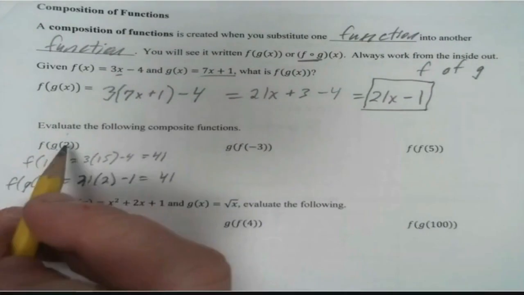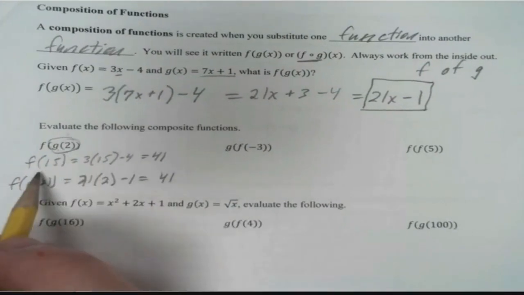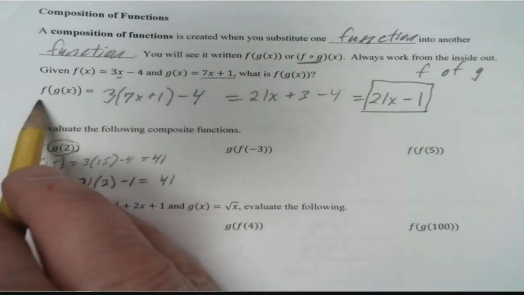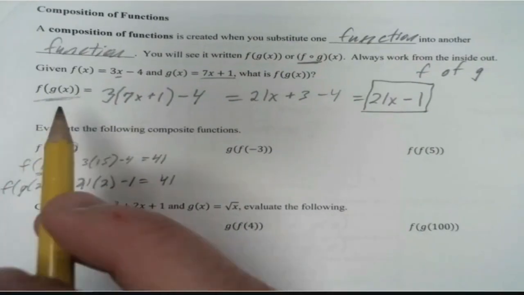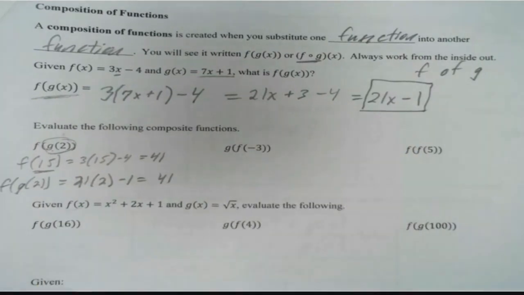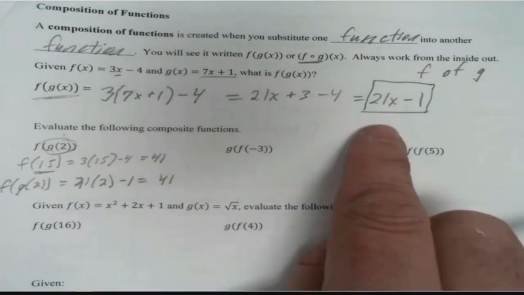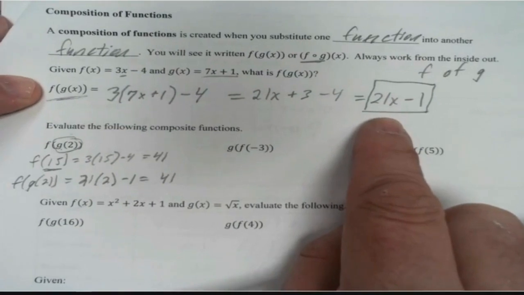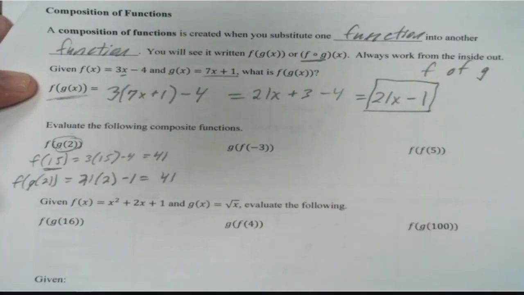Either figure out what g of 2 is first and substitute that into f, or if you've already calculated what f of g of x is, then you can use that equation and just substitute the 2 into it, because that has already combined the functions. They've already combined the functions when we do this. That makes sense? Any questions on that?